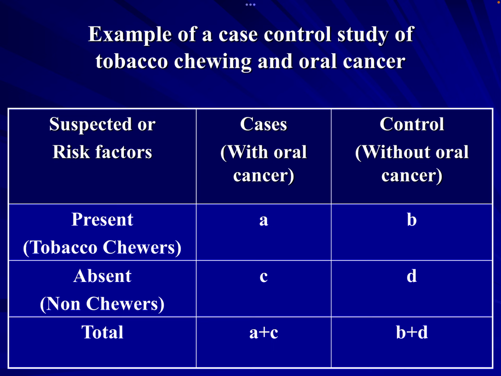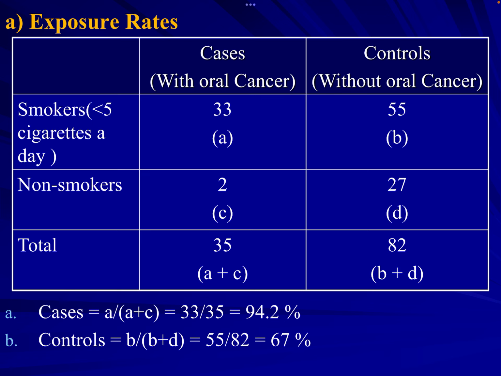Here A represents cases, that is those with oral cancer, and they are tobacco chewers. B is controls, that is those without oral cancer but they have the habit of tobacco chewing. C is those with oral cancer but they are not tobacco chewers, and D is those without oral cancer and they do not have the habit of tobacco chewing.